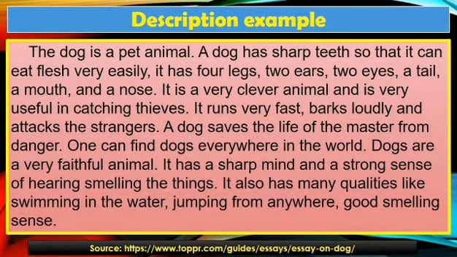The dog is a pet animal. A dog has sharp teeth so that it can eat flesh very easily. It has 4 legs, 2 ears, 2 eyes, a tail, a mouth, and a nose. It is a very clever animal. It is very useful in catching thieves. It runs very fast, barks loudly, and attacks at strangers. A dog saves the life of the master from danger.